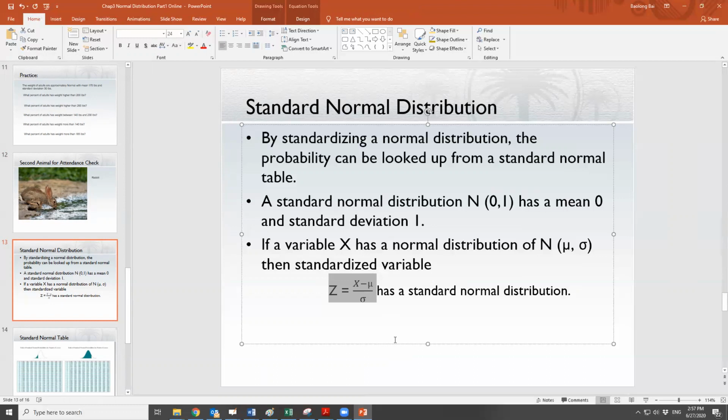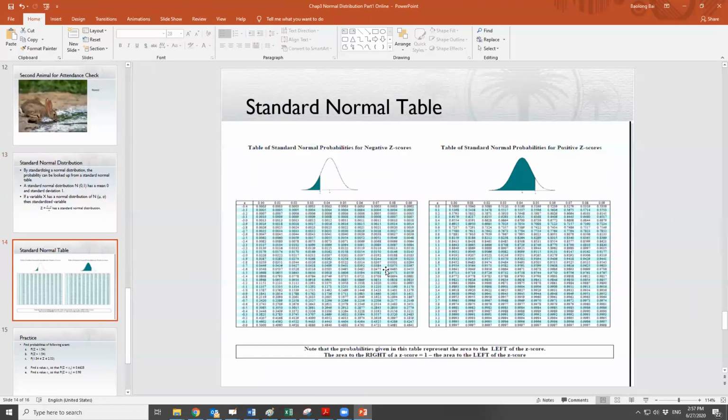We just need to have one normal table to solve any normal distribution with various population mean and population standard deviation values, right? So now this is our Z table, okay? With this table, we're able to find any normal event probability. So we're going to spend some time to learn how we look up this table. How do we use this table, right?